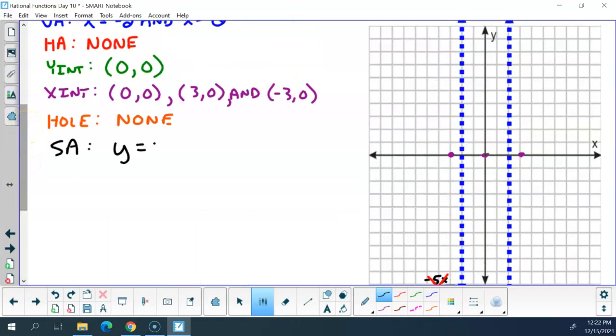It needs to be in line form. All of this is on your supplemental note sheet. We haven't done anything that hasn't been on your supplemental note sheet yet. So y equals x goes through the origin and has a slope of 1, so that's up 1 and right 1, or down 1 and left 1.